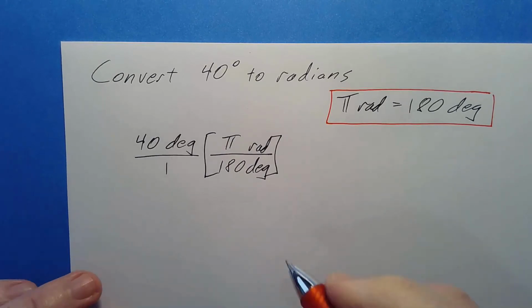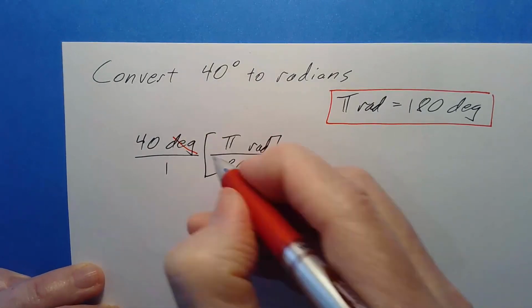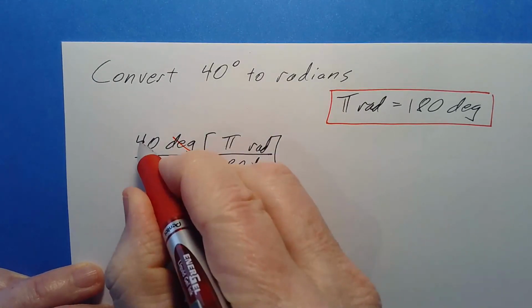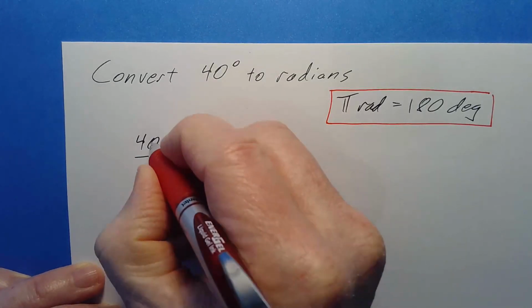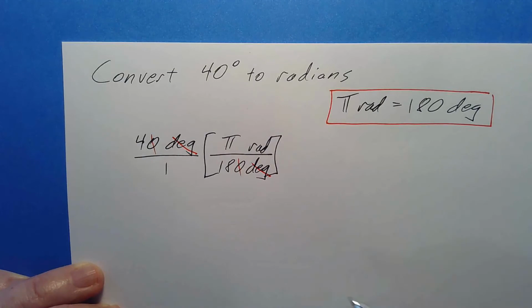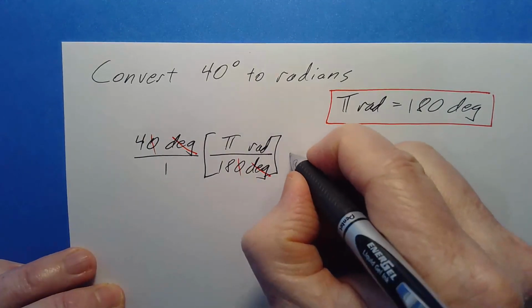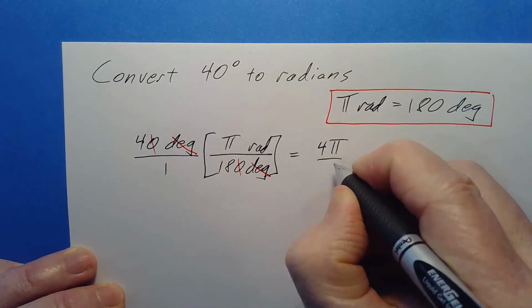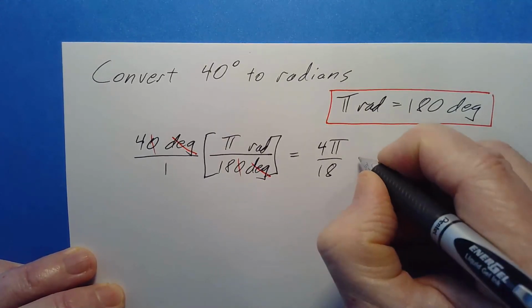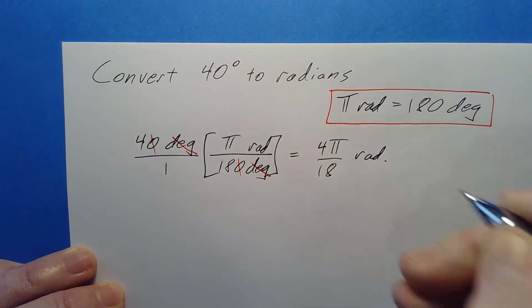Now we get to do some canceling again. Look, I got rid of degrees. How cool is that? Oh, here's a 0, right? 40 over 18. Well, let's just simplify that, right? Let's get rid of the zeros. That's going to be 4 over 18. Getting a little messy. Let me just rewrite it so it's clear what's going on. I've got 4 pi over 18. My units are radians, okay?